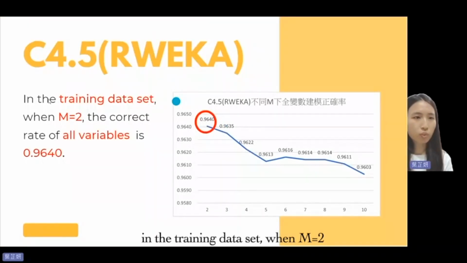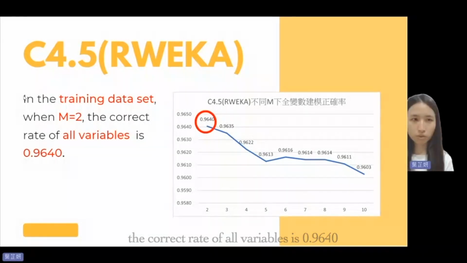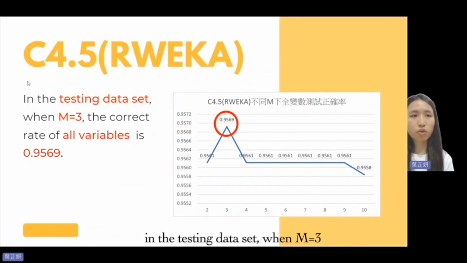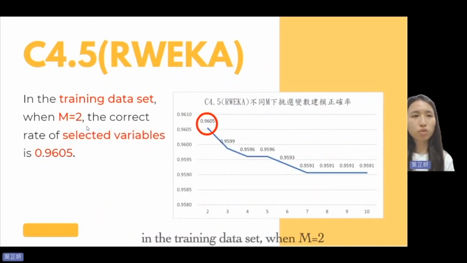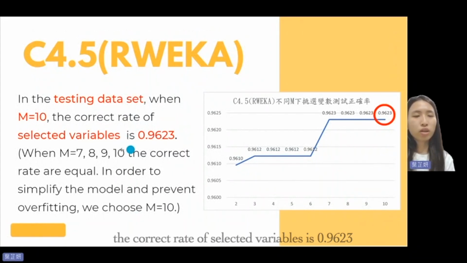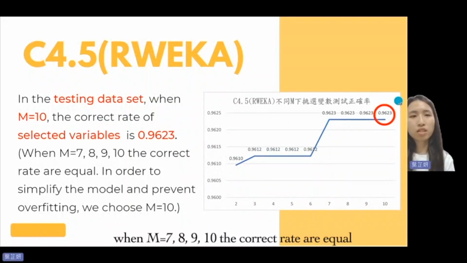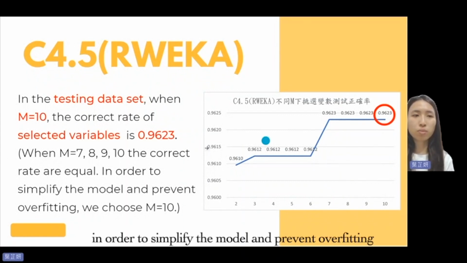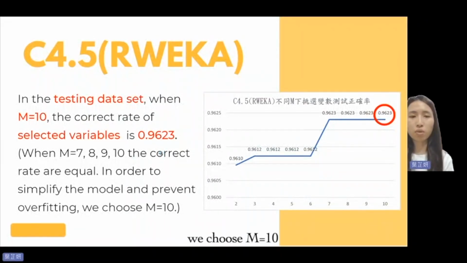In the training dataset, when m equals 2, the correct rate of all variables is 0.9640. And in the testing dataset, when m equals 3, the correct rate of all variables is 0.9569. In the training dataset, when m equals 2, the correct rate of selected variables is 0.9605. And in the testing dataset, when m equals 10, the correct rate of selected variables is 0.9623. We can see when m is 7, 8, 9, 10, the correct rates are equal. In order to simplify the model and prevent overfitting, we choose m equals 10.